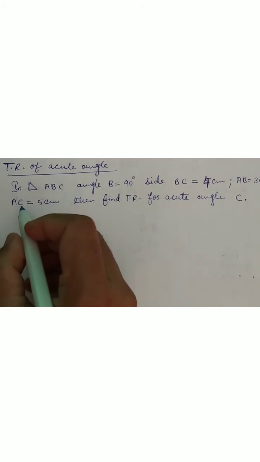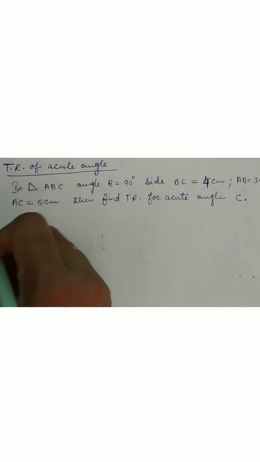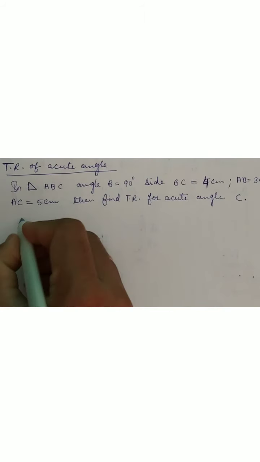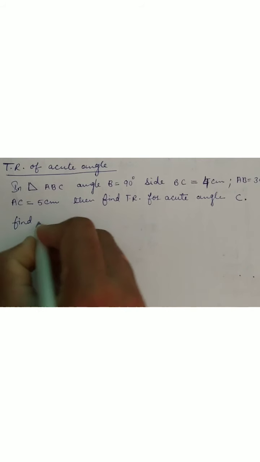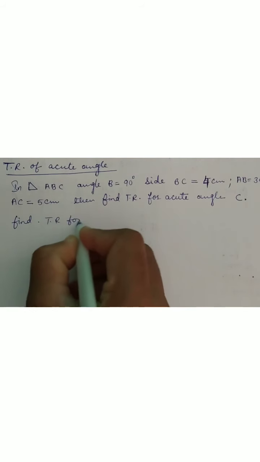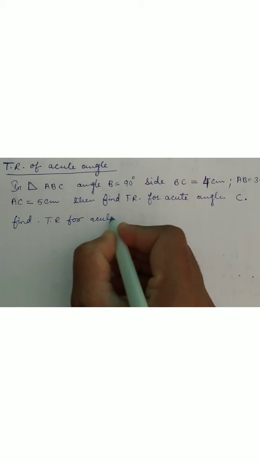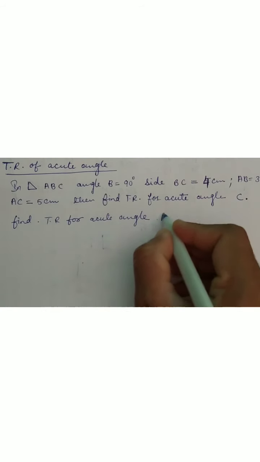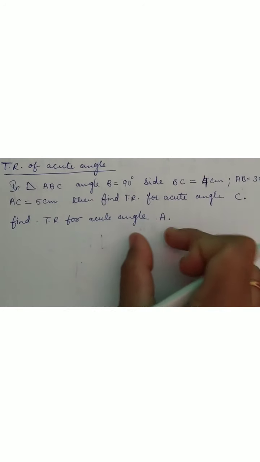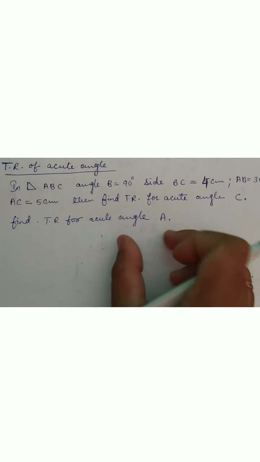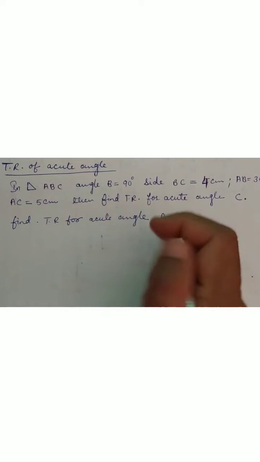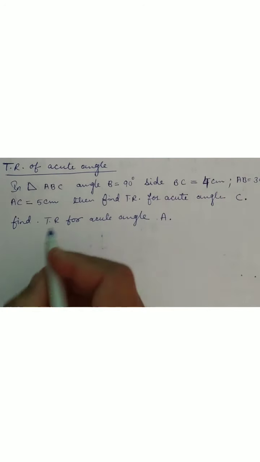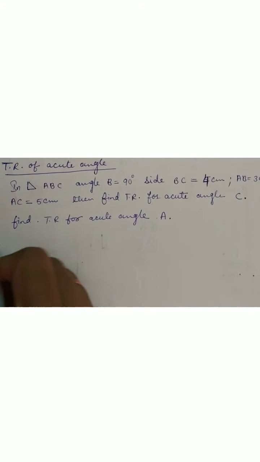And in other problem, similar all the questions, and we find trigonometric ratio for acute angle A. What is the difference between the solution of these two problems whenever we have the same values of the sides? Let us see. Solution.